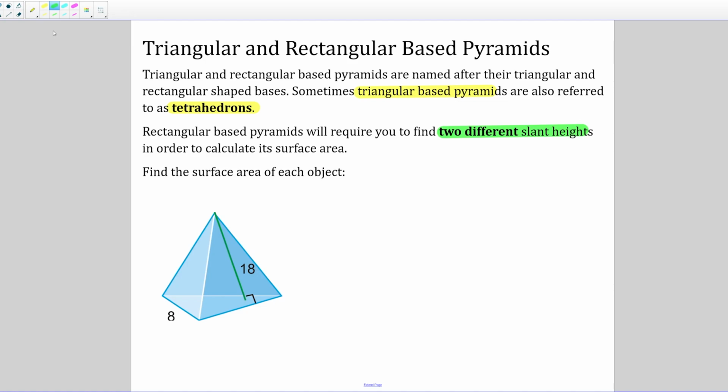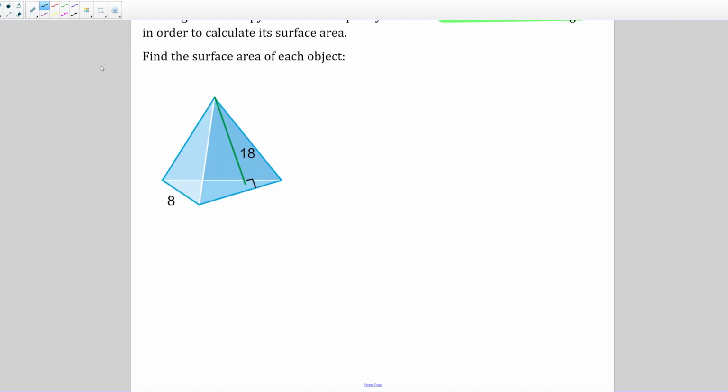So here we have a triangular-based pyramid with a slant height of 18 and a base length of 8. I'm going to go ahead and just say right now that these three bottom side lengths, we're just going to consider that an equilateral triangle. There's really no way to tell from the picture, so I apologize. But we're just going to consider this an equilateral triangle with a side length of 8.